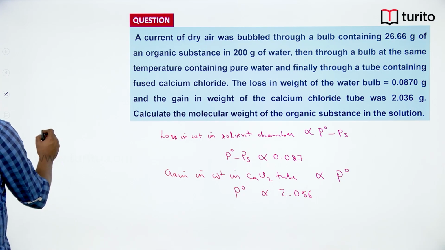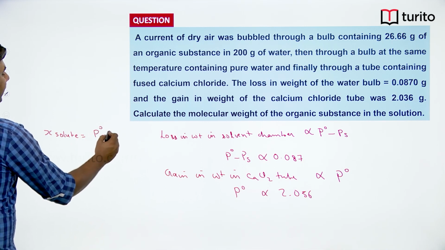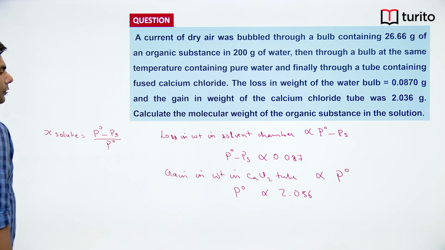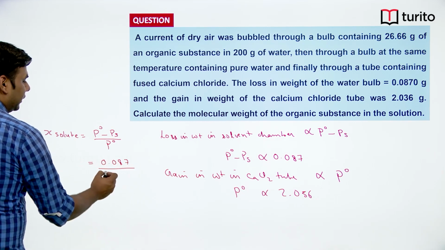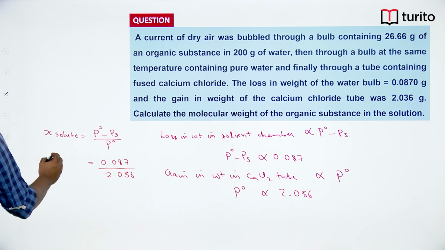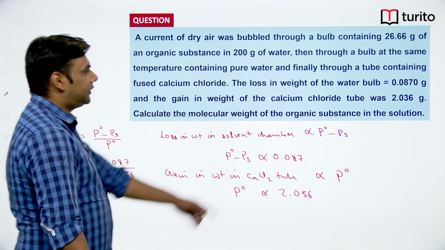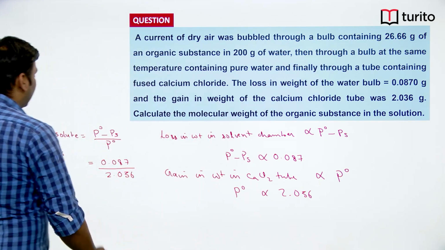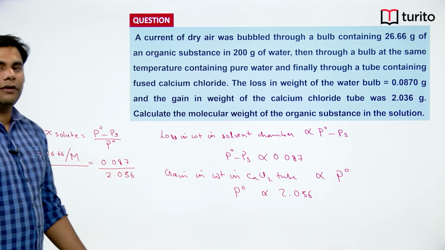So we know that relative lowering of vapor pressure is also equal to mole fraction of solute, which is P naught minus Ps upon P naught. Okay, so we know the value of P naught minus Ps as 0.087, and we know the value of P naught is proportional to 2.036. Now the mole fraction of solute would be moles of solute upon total moles. So moles of solute in this case would be, we know the mass of solute is given to us as 26.6. So let the molar mass of the unknown compound be M. So the moles of solute would be 26.6 divided by M.